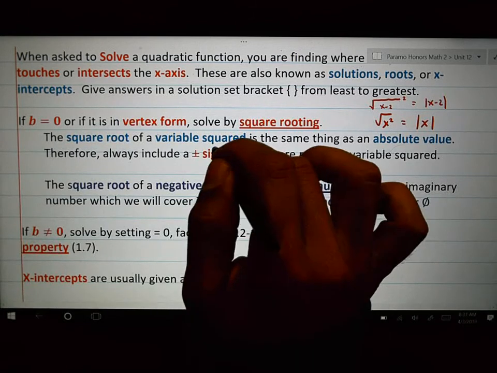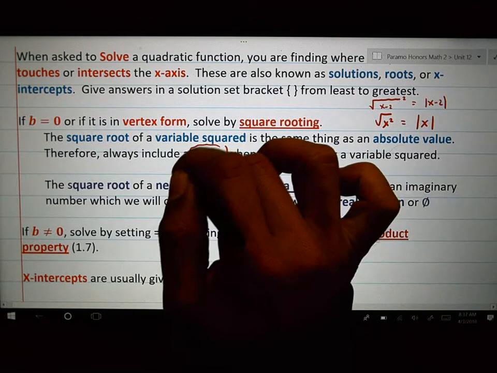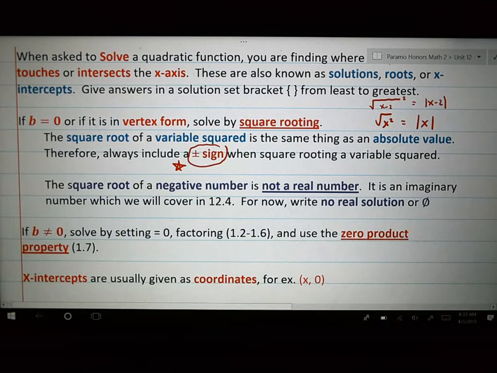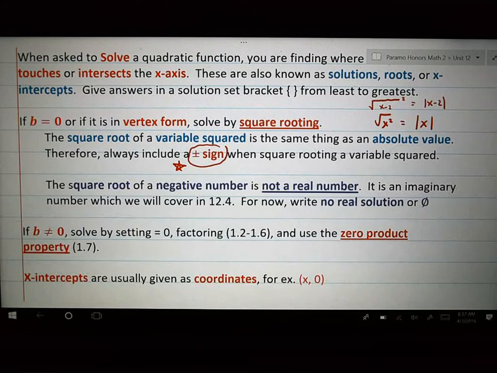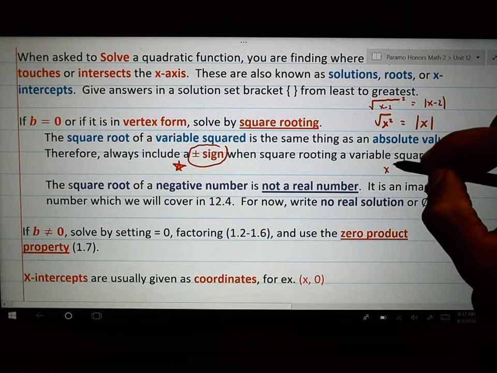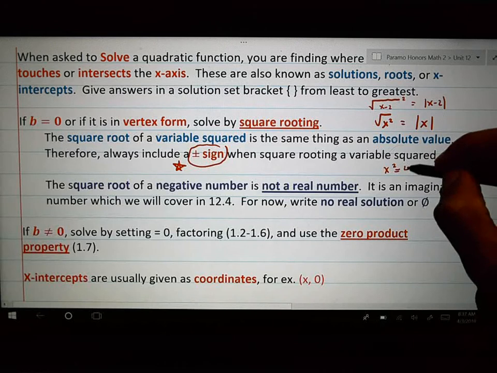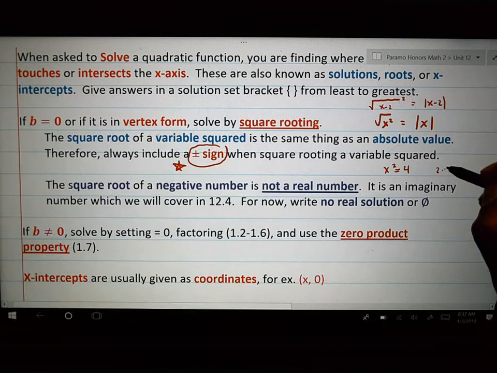This is like one of those things that I wish I could put a little star next to in my notes, or in your notes, so that you remember it, because a lot of students forget about that. And what we're really doing when you think about it is something like this. X squared is equal to 4. 2 times 2 is 4. Is that the only possibility? Negative 2 times negative 2 is 4.